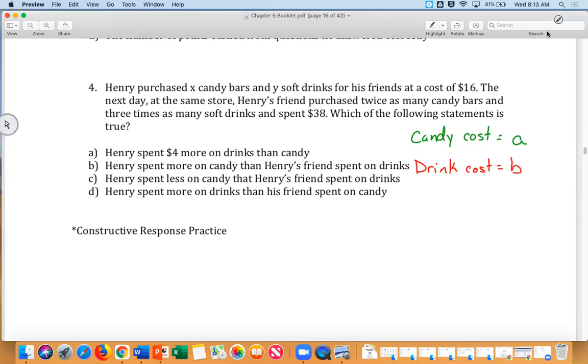Now, why am I calling it A and B? Well, because in the problem, X and Y are already taken. Okay. And this is where the math magic happens. So let's see where we go.